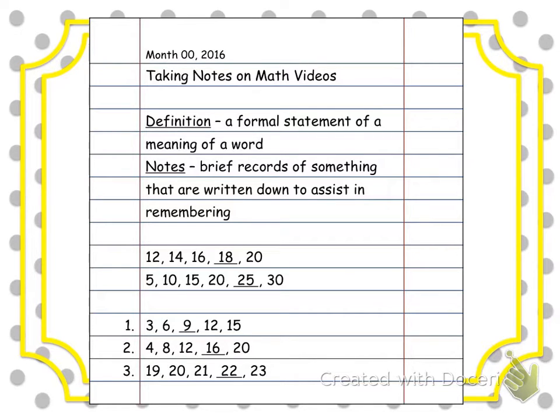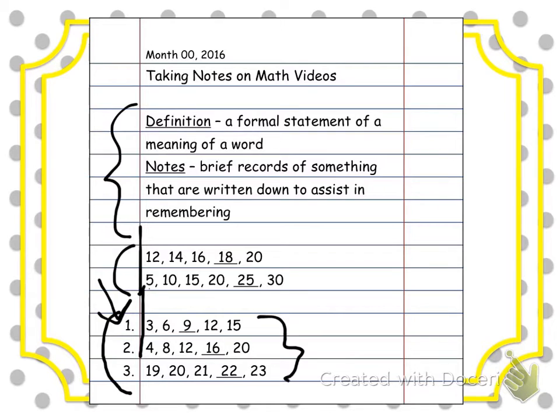This is what your paper should look like. You notice we have our date, our title, our definitions, we have our 2 example problems, and then we have our first 3 problems that we did. 1, 2, 3. Notice how the number is outside this red line, and then the example problems are written very carefully in here.